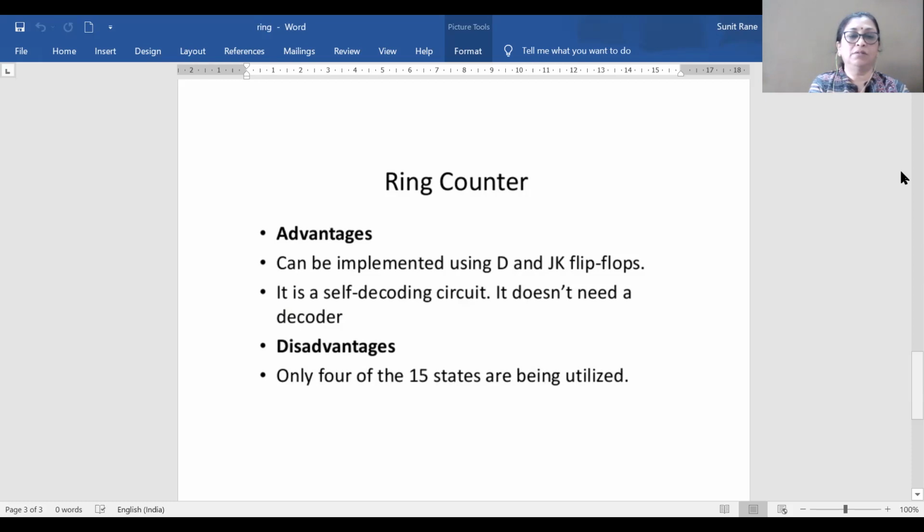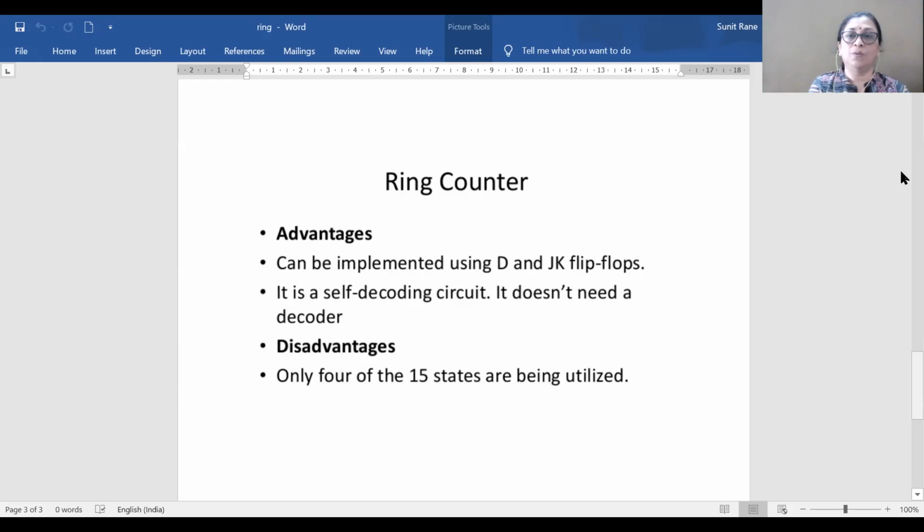And its disadvantage is that if you consider a 4-bit counter, as it has 4 bits, 2 to the power of 4 equals 16 states. All these 16 states are available, but they are not utilized. Out of these 16 states, only 4 states are utilized. This is the disadvantage of the ring counter.